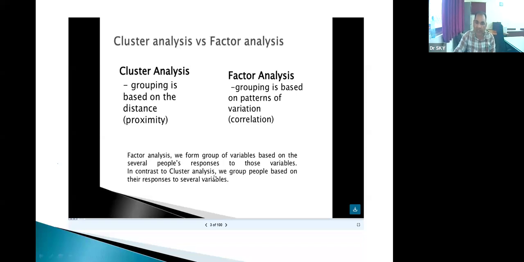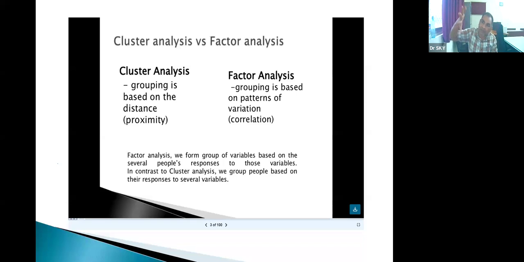In contrast to cluster analysis, in factor analysis we group variables based on people's or objects' responses to several variables. Say here we have several objects and several variables. First we try to reduce the dimensionality of these variables which are similar. Suppose we have reduced these 5 variables into 3. Now it is 3 dimensional because these two variables are similar and these two are similar and this is different.